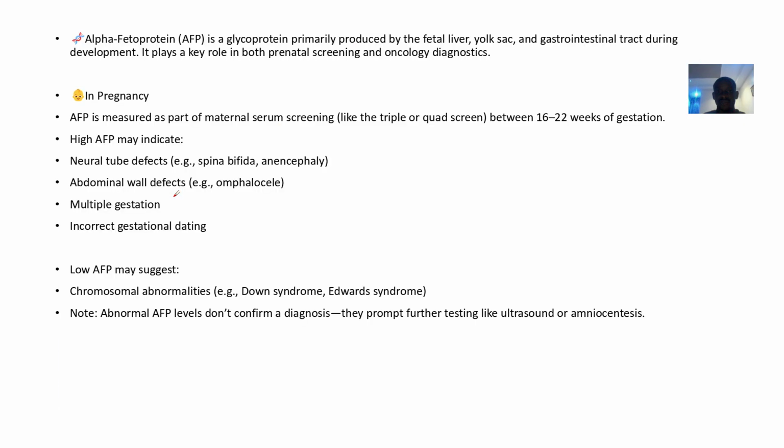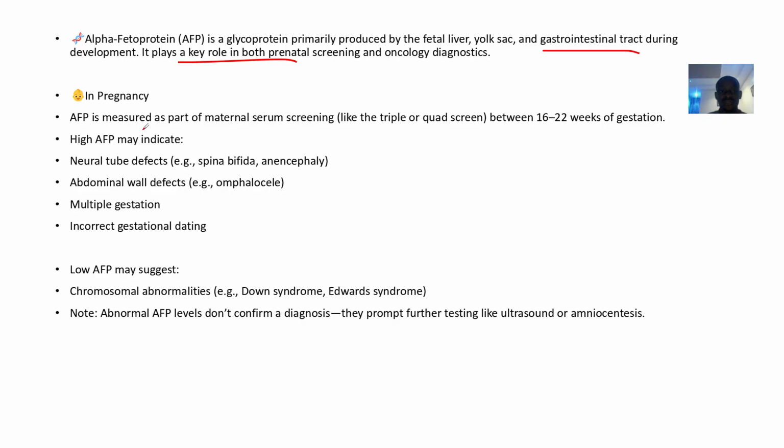So first of all, just so you know, it's a glycoprotein. It's primarily produced by the fetal liver, the yolk sac, and the gastrointestinal tract during development. So it plays a key role in prenatal screening and oncological diagnostics. You should know that it's mainly found in the fetus, but it can be found in elderly people when there are some problems. So when you see the levels rising in an elderly person, you suspect a problem.